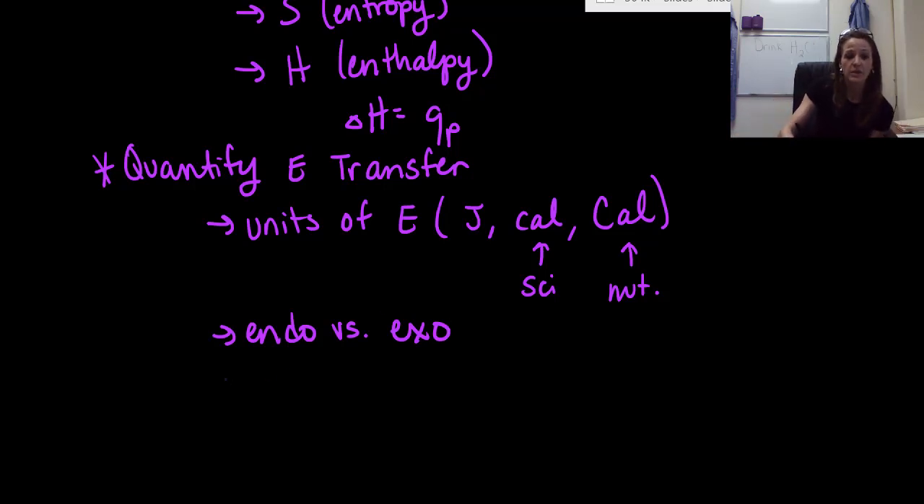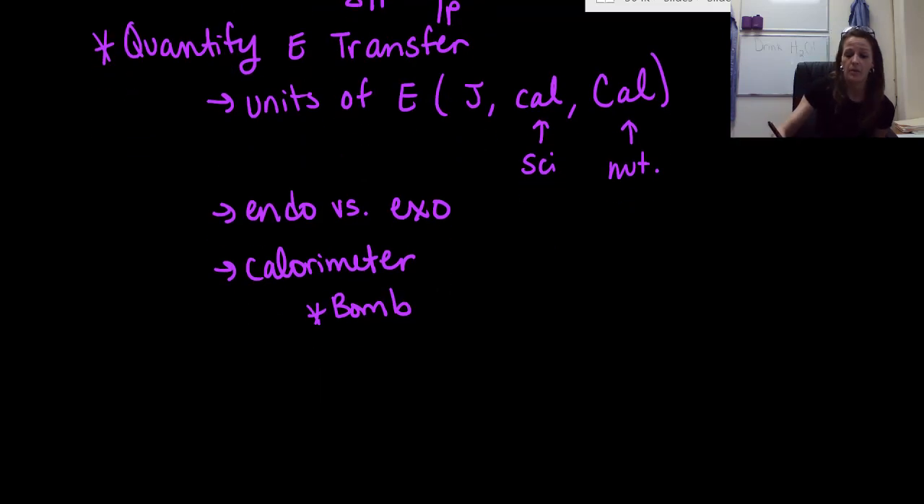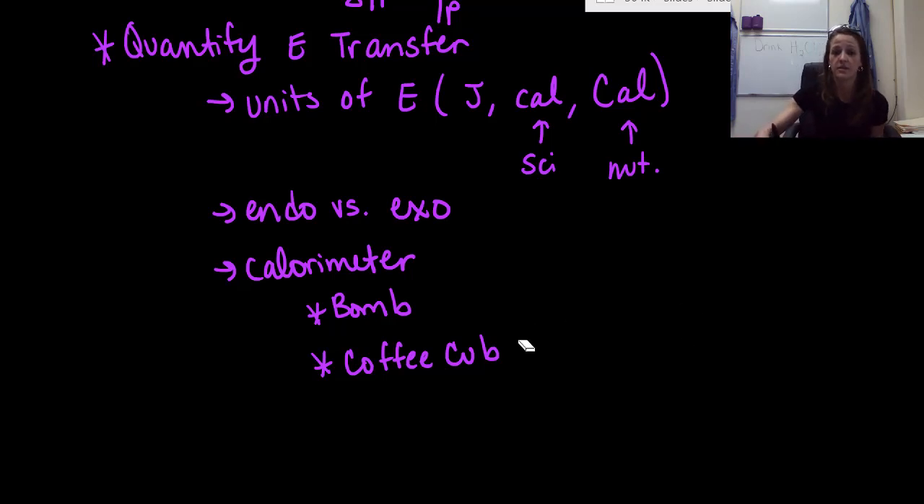All right, now after that, we talked about this really awesome device called a calorimeter. And a calorimeter is something that allows us to actually measure these heat transfers. So we talked about two specifically. We have a bomb calorimeter, and we also talked about a coffee cup calorimeter. Our bomb calorimeter is done at constant volume, where our coffee cup calorimeter is done at constant pressure.